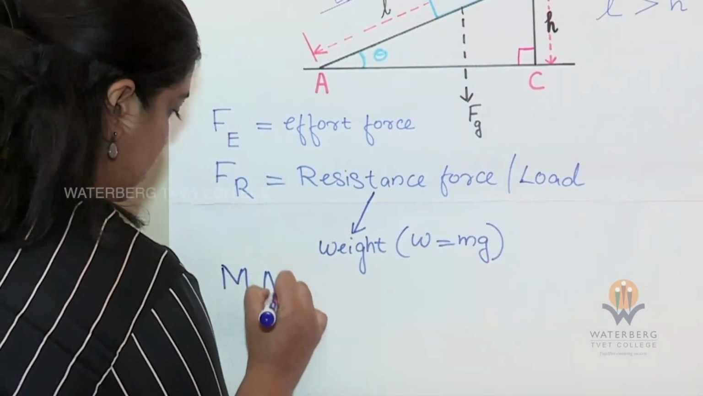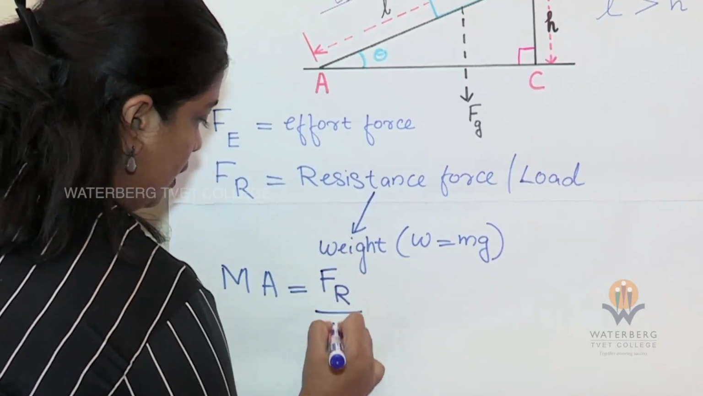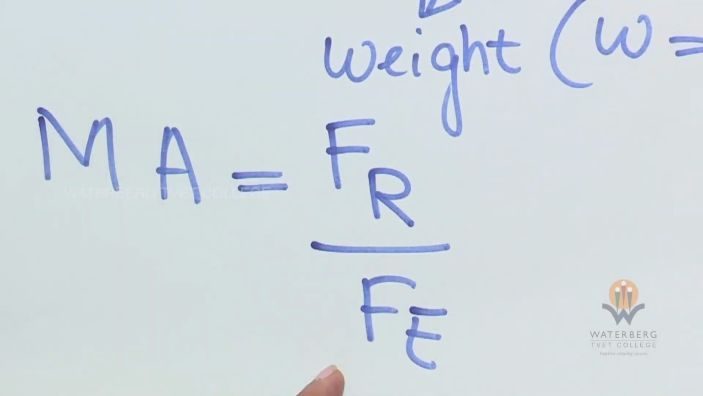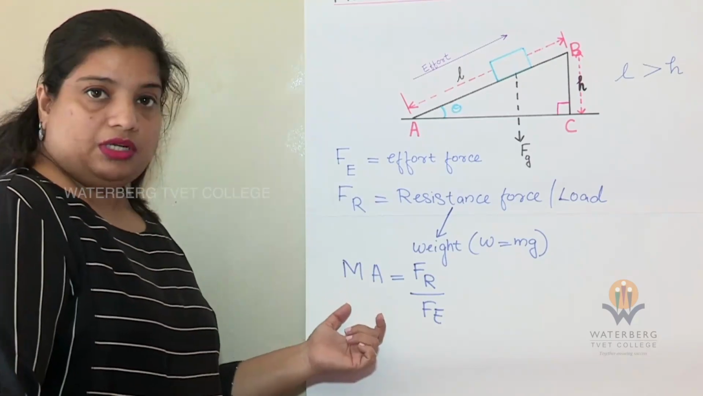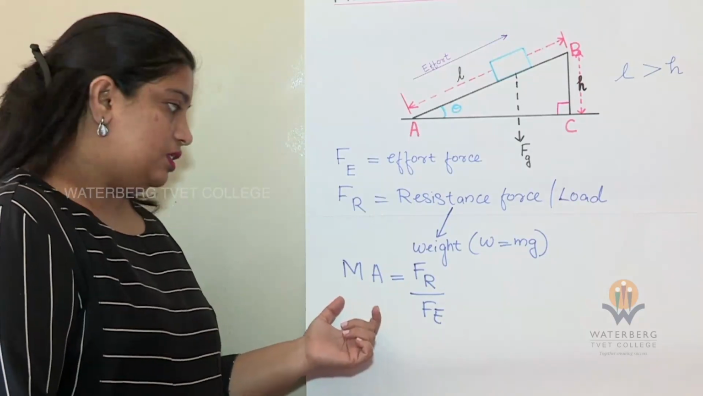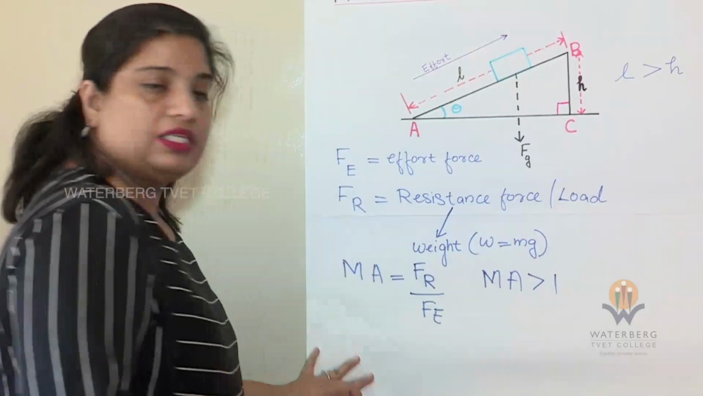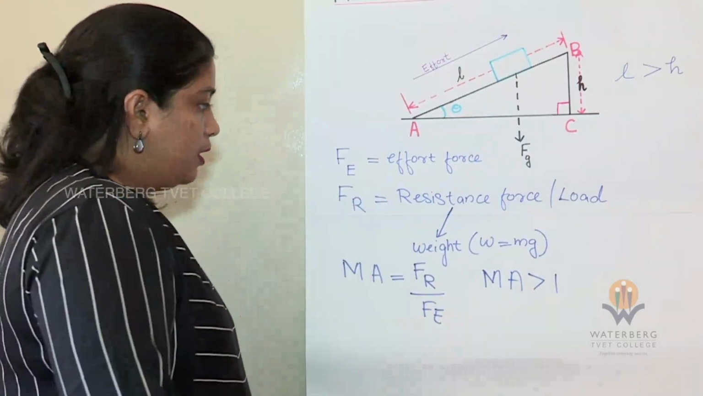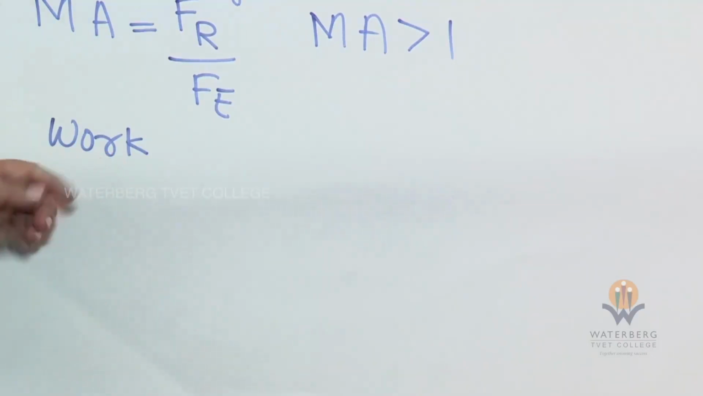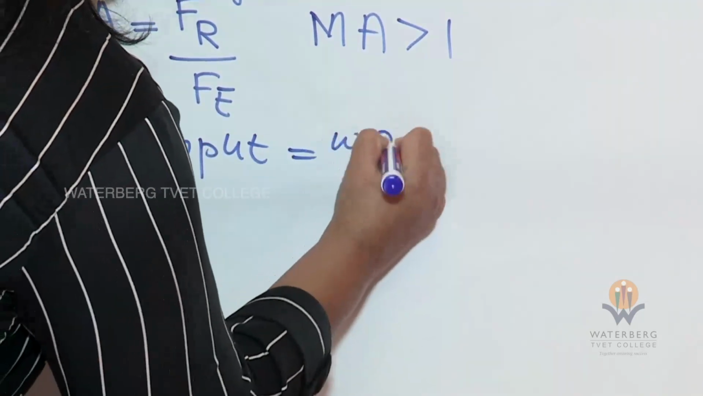Mechanical advantage is the ratio of resistance force over effort force. If the mechanical advantage of the machine is greater than 1, it means that it makes the work easier. Now in level 2, we discussed the law of simple machines, which says work input is equal to work output.